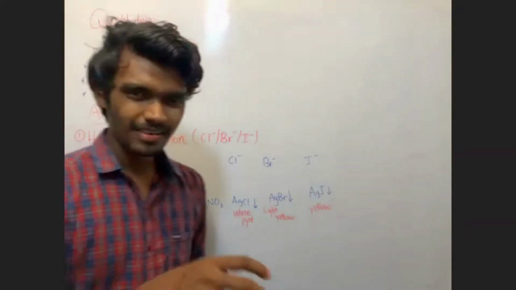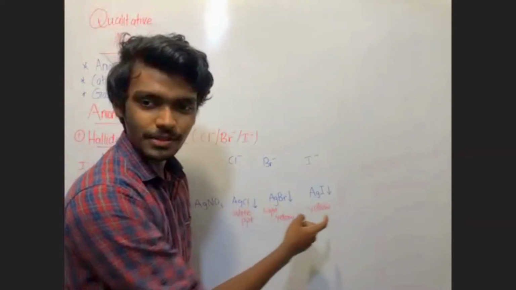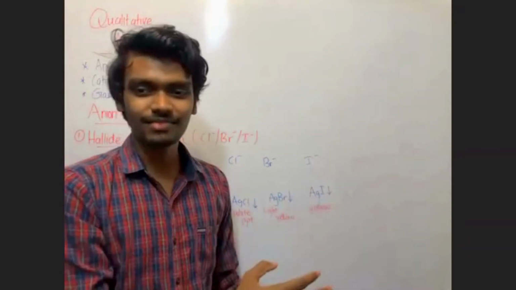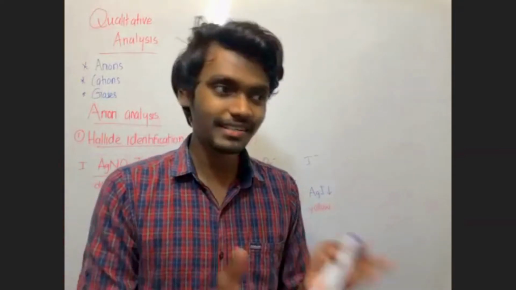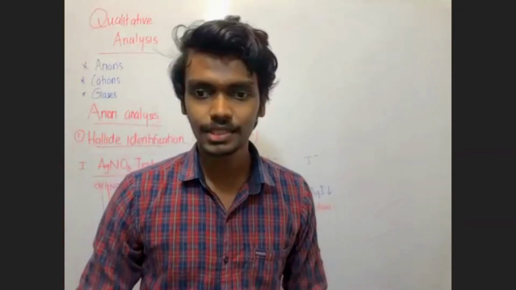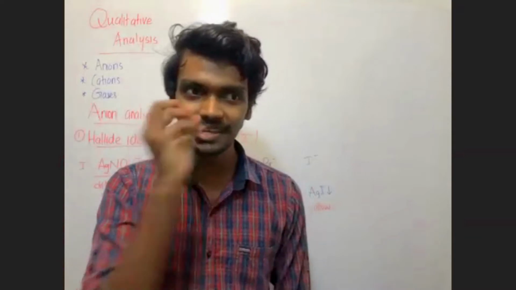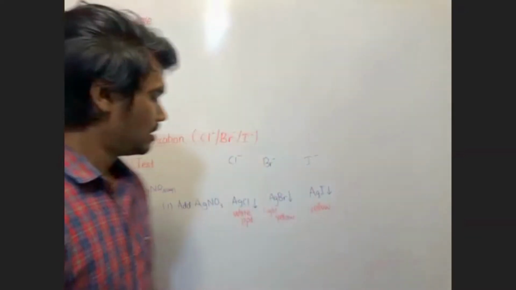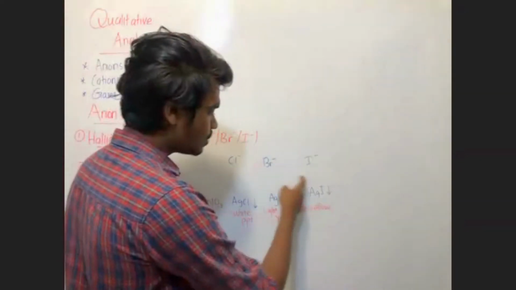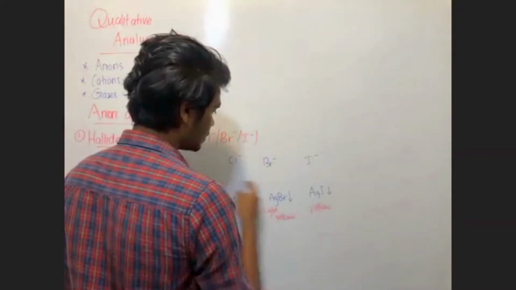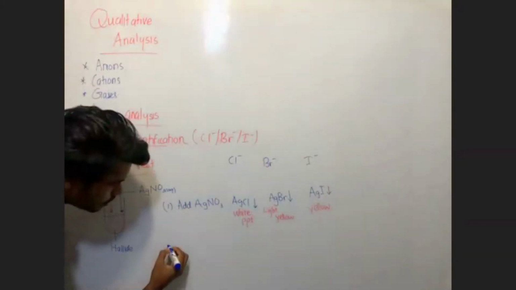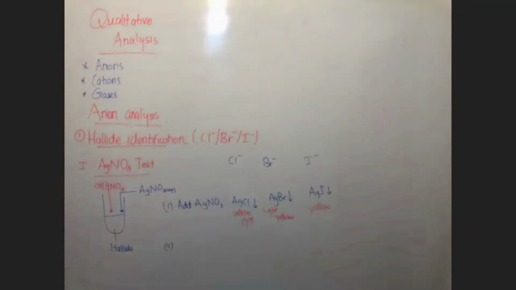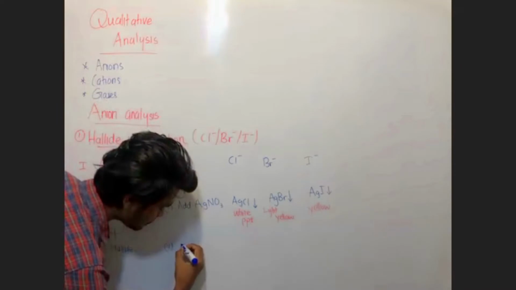Now, there is a small issue. Light yellow, yellow, light yellow. People can find it somewhat difficult to distinguish between light yellow and dark yellow. It depends on what they see. So if there is a way to further confirm the halides, it's better. What we do for that is add aqueous ammonia.